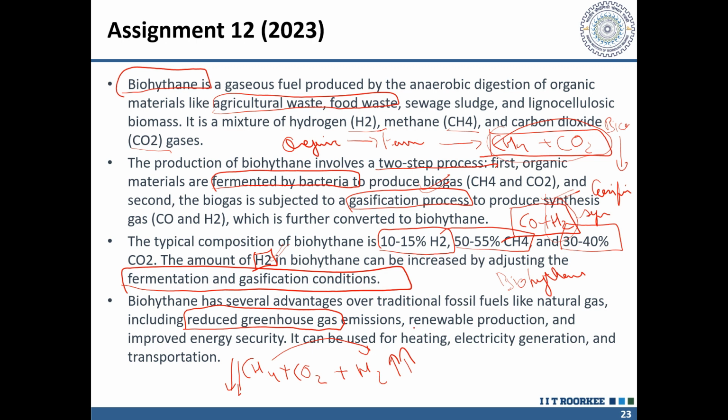And moreover, this is a type of renewable production because we are producing it from waste. We are generally producing it from waste which is organic in nature. Therefore, bioethane has an advantage over fossil fuel gases. It can be used for heating, electricity generation, and transportation purposes. So in this way, bioethane has an advantage over traditional fossil fuels like natural gas.